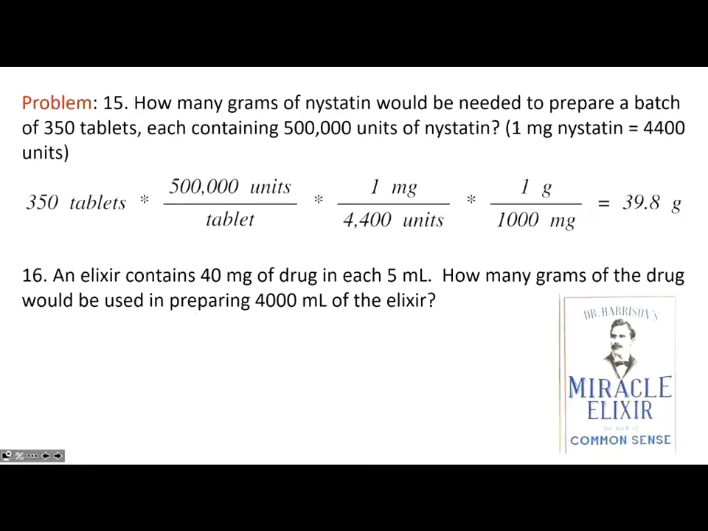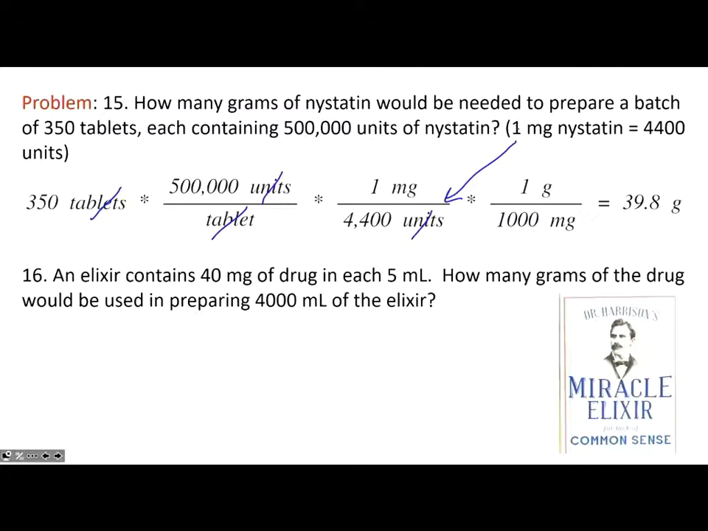The first conversion is we know each tablet is going to contain 500,000 units. So if we multiply 350 tablets times 500,000 units per tablet, then we know how many units. Once we know how many units, we can use the conversion we were given, that 1 milligram is the same as 4,400 units. So now the units of units cancel, and we're in milligrams.